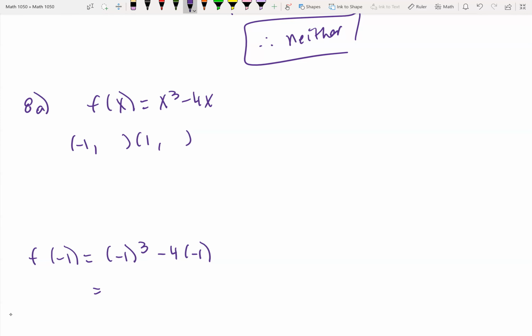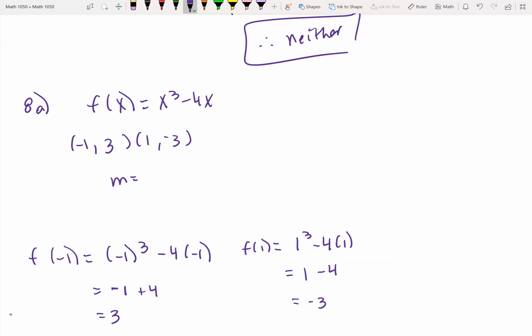A negative 1 to an odd exponent is negative. 1 to the third is a 1. A negative 4 times a negative 1 is a positive 4, and that gives me a 3. So if x is a negative 1, y is a 3. Next one, f of 1 equals 1 to the third minus 4 times 1. 1 to the third is 1. Negative 4 times 1 is a negative 4. That gives me a negative 3.